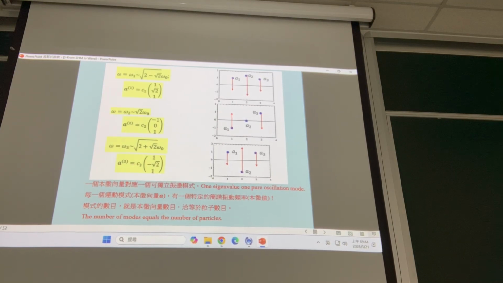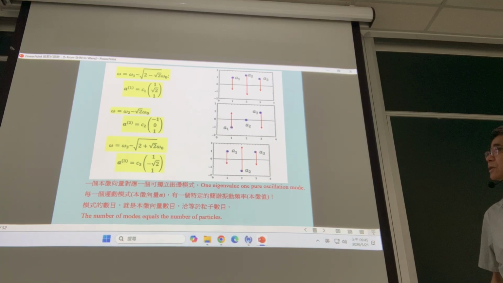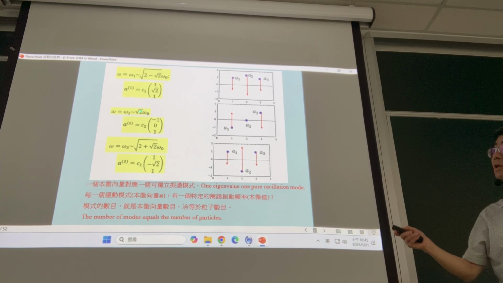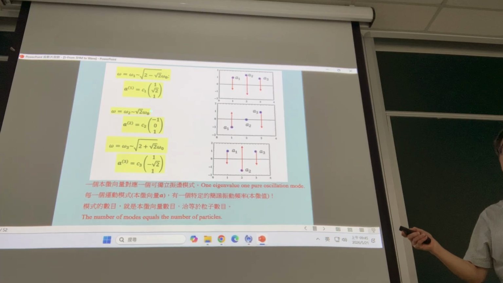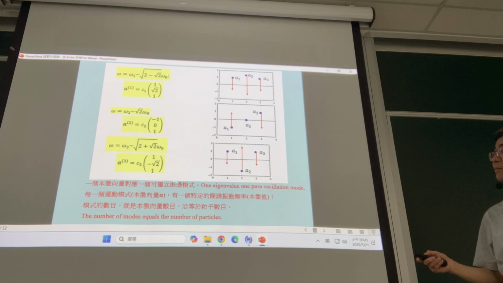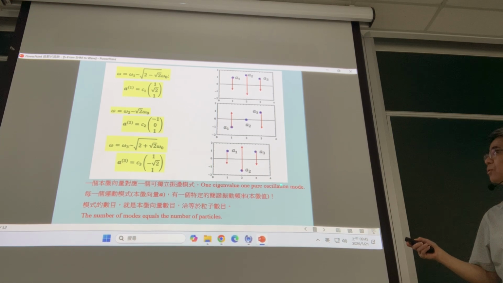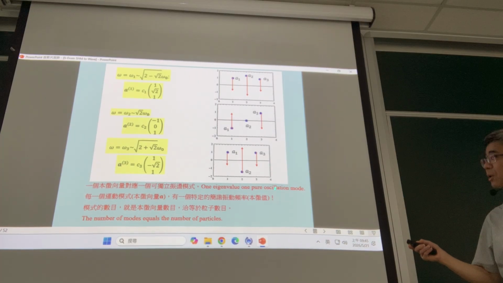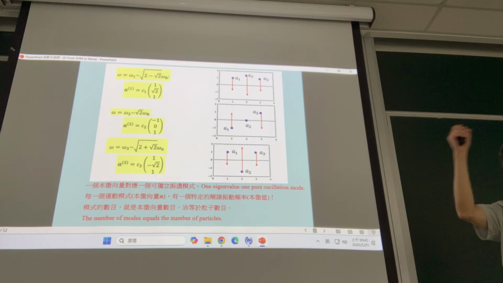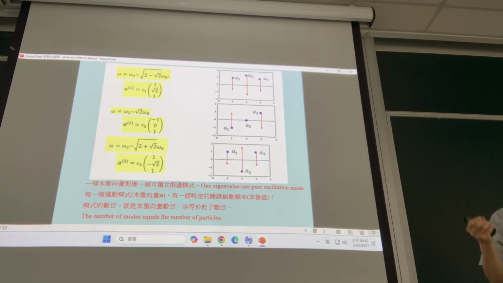I hope you are convinced. There are three eigenvectors corresponding to three eigenvalues. The eigenvalue describes the frequency of the oscillation, and every eigenvalue will correspond to one pure oscillation mode. By pure oscillation mode, I mean in that mode, every particle is undergoing an oscillation, just like a simple harmonic motion.